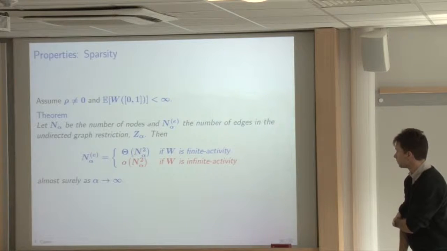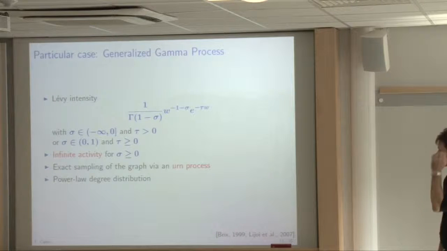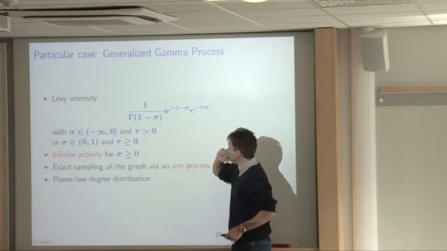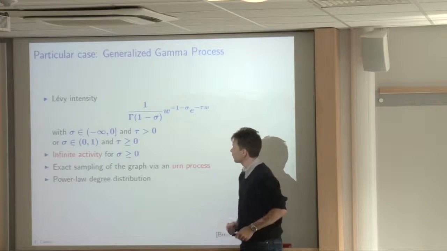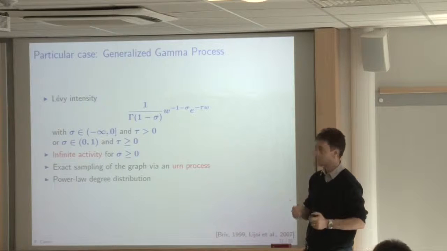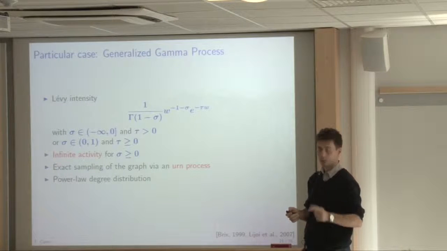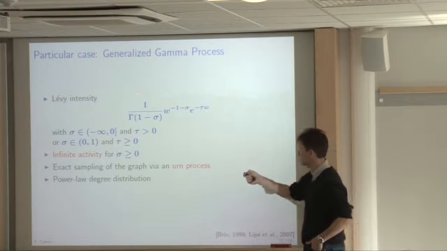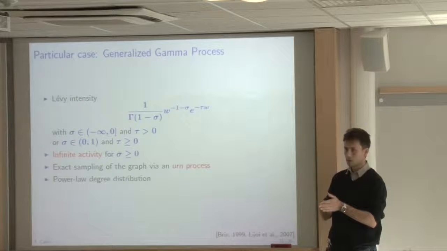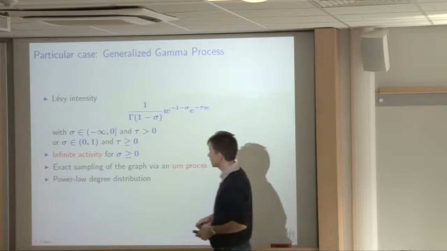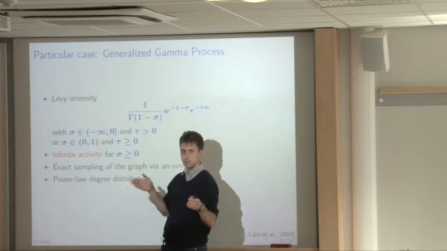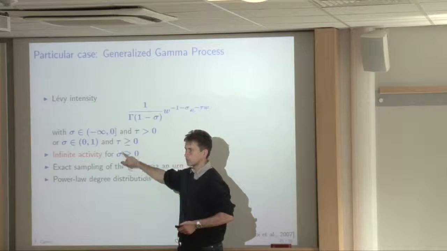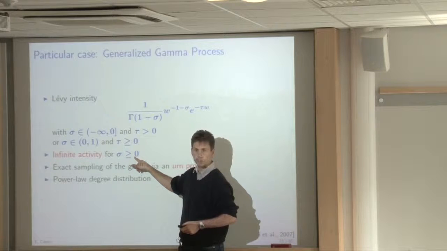And so, to make it slightly more precise, what I use for the experiment is the generalized gamma process, where you have two parameters, sigma and tau. This is the Levy intensity. And this parameter sigma in particular is the most important. It can take a range between -infinity and 1. And this process is infinite activity for sigma greater or equal to 0.